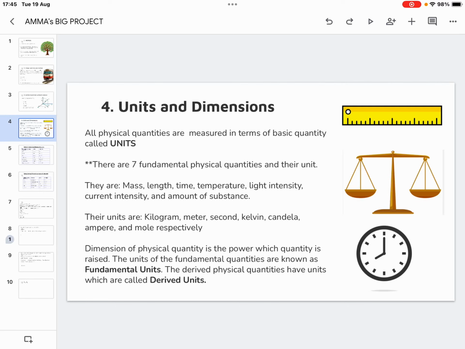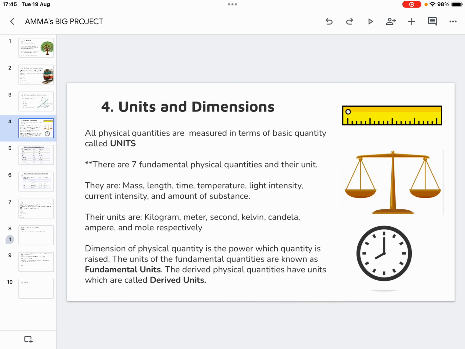Now we will learn about units and dimensions. All physical quantities are measured in terms of basic quantity known as units. There are seven fundamental physical quantities and their units. They are mass, length, time, temperature, light intensity, current intensity, and amount of substance. Their units are kilogram, meter, second, Kelvin, candela, ampere, and mole, respectively.